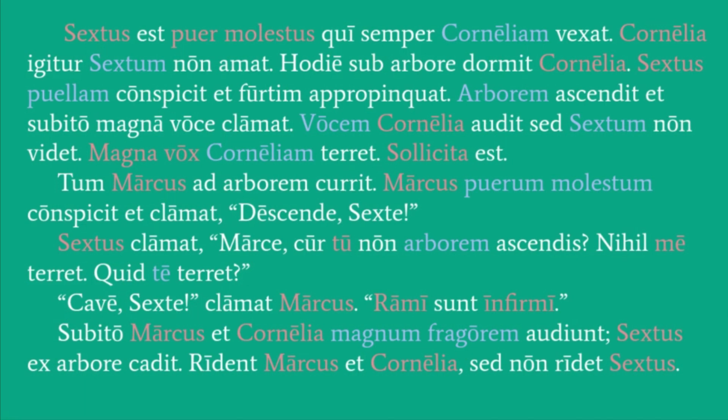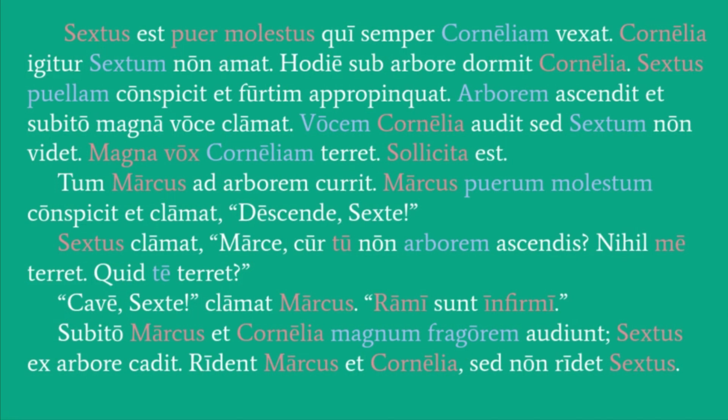He climbs the tree, and suddenly he shouts, clamat. Magna voce is just saying how he shouted in a loud voice, right? So he shouts in a loud voice trying to scare her, is the idea. Vocem Cornelia audet, sed Sextum non videt. So again, word order doesn't matter here. Look for your subject and your direct object by the endings, right? The endings are really what we're after in Latin.